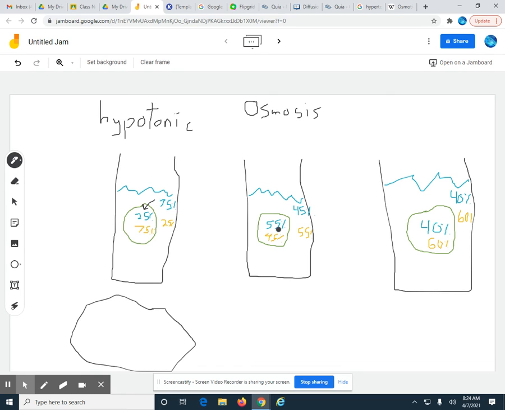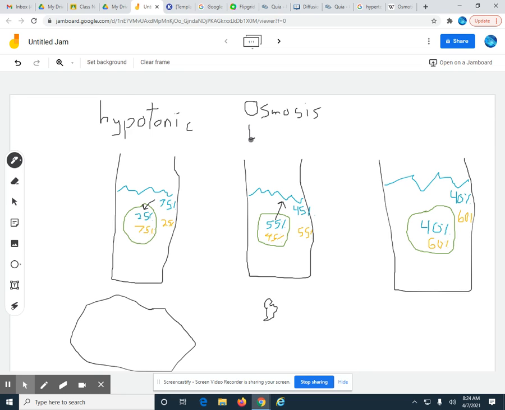In this case, I have 55% water inside my cell and only 45% outside. Therefore, my water will move out of the cell. It will cause the cell to shrivel or shrink because the water will leave. And then that empty space will cause the cell membrane to collapse. Now if I look at the solute, there's more solute outside the cell than inside.